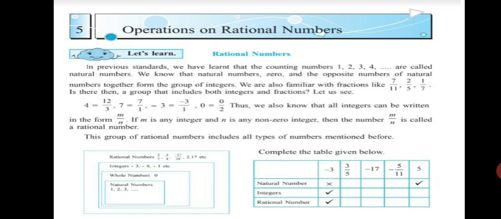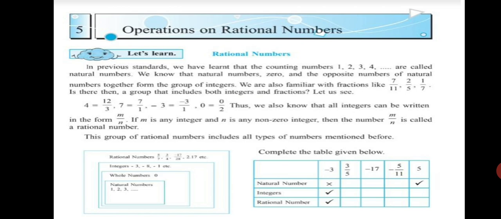Similarly, 7 is equal to 7 upon 1, minus 3 is equal to minus 3 upon 1, 0 is equal to 0 upon 2. Thus, we also know that all integers can be written in the form m upon n. If m is any integer and n is any non-zero integer, then the number m upon n is called a rational number. This group of rational numbers includes all types of numbers mentioned before. Means rational numbers include all these natural numbers, whole numbers, integers, fractions.